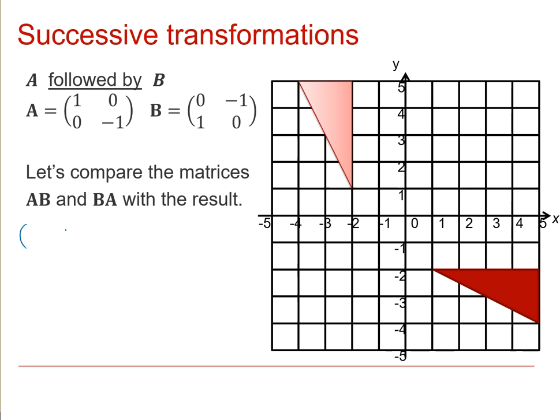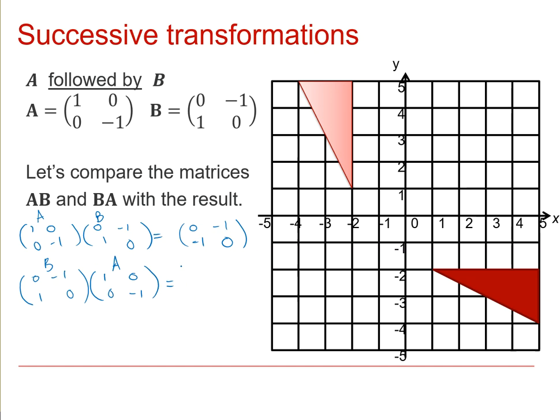And if we take a look at the products of the matrices, so if we look at AB, we multiply these two matrices together, we get 0, minus 1, minus 1, 0. So that's AB. If we multiply them in the other order, remembering that matrix multiplication isn't commutative, so in general we won't get the same result, we get 0, 1, 1, 0.